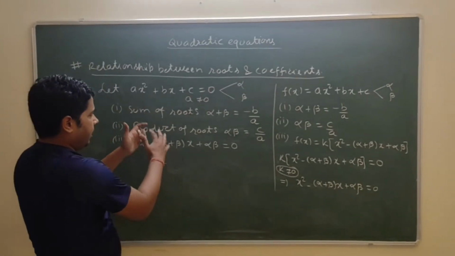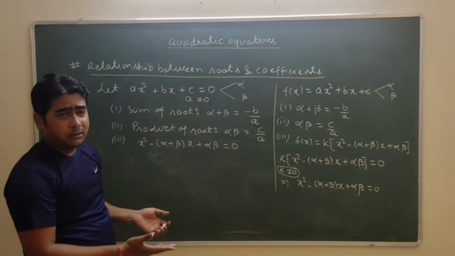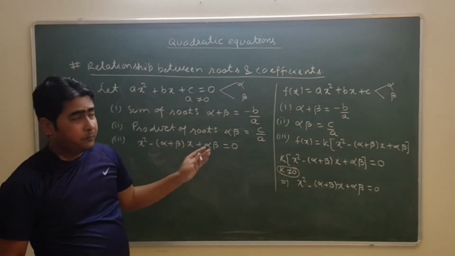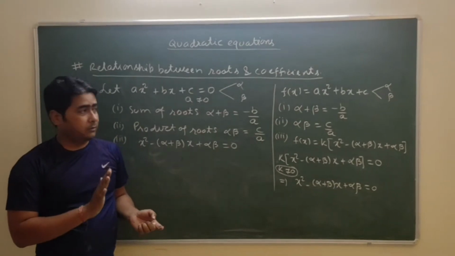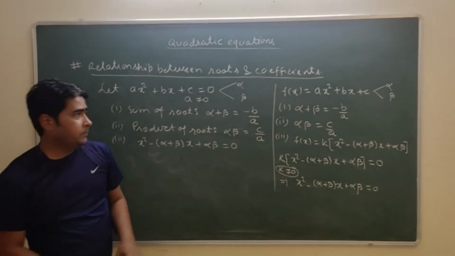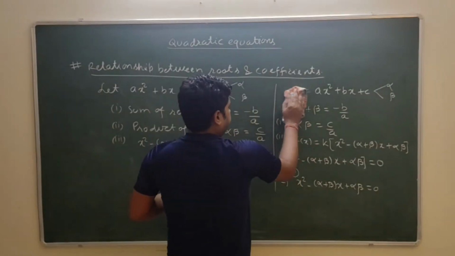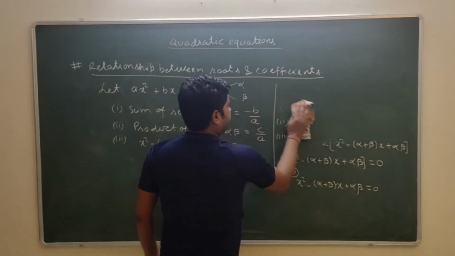Now we'll see how we can find these numbers, how we can visualize these two relations, and how we can form a quadratic equation if the roots are given to us. Okay, if the roots are given. So for that, I'm going to take an example.